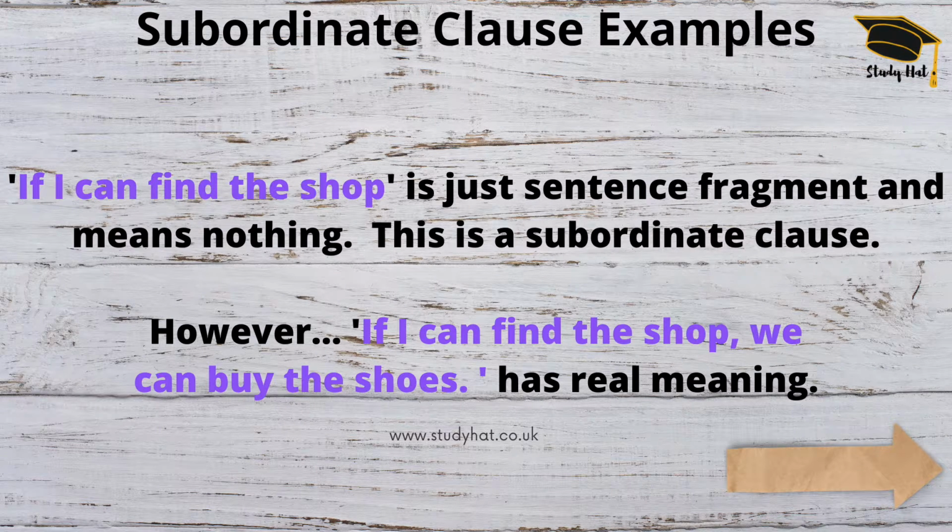So "if I can find the shop" is an example of a sentence fragment. On its own, it means nothing, and this is a subordinate clause. However, if we change the sentence to "if I can find the shop, we can buy the shoes," now that sentence has real meaning. We've got the subordinate clause before the comma, and then the remainder of the sentence to give more meaning on the end.